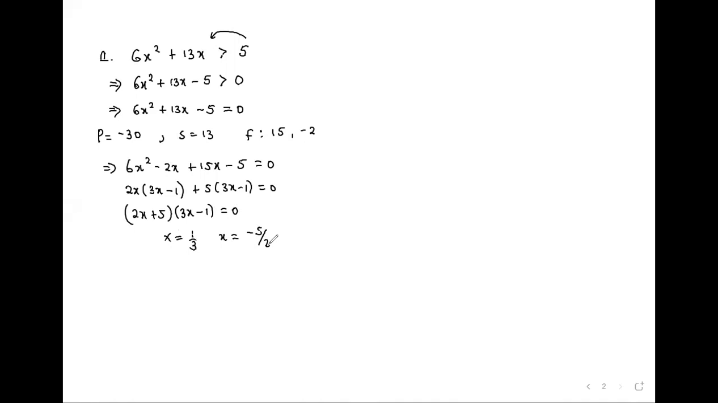Then now we go back and do a table test. The number in between will be 0. 1 is bigger than that. -10 is less than -5 over 2. And then pick 2x plus 5, pick 3x minus 1. And then suppose we call the product f of x, so just say p of x.